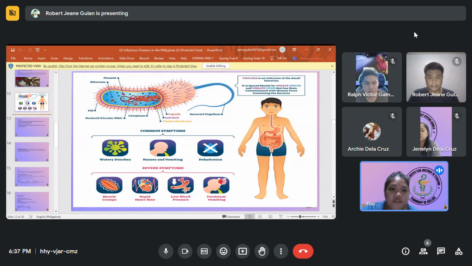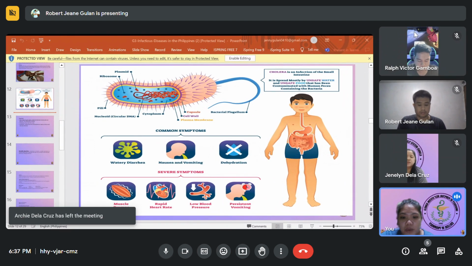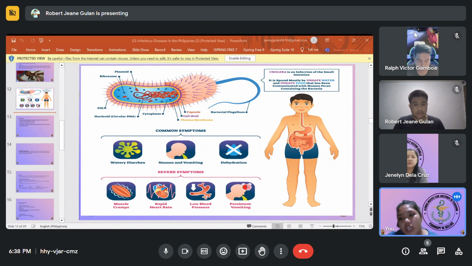Cholera is an infection of the small intestine. It is spread mostly by unsafe water and unsafe food that has been contaminated with human feces containing the bacteria. Common symptoms: watery diarrhea, nausea and vomiting, dehydration. Severe symptoms: muscle cramps, rapid heart rate, low blood pressure, persistent vomiting.